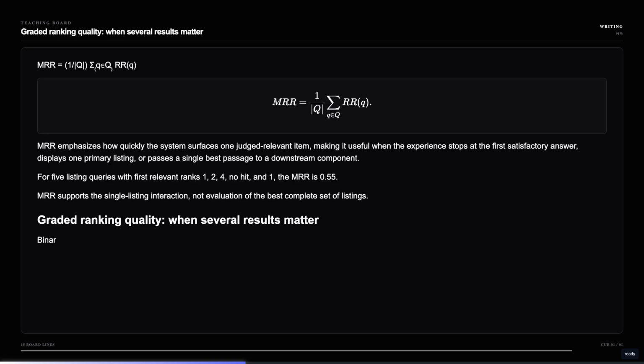Binary relevance is often too coarse for a listing, policy, or neighborhood knowledge base. A result might be directly responsive, partially useful, merely related, or irrelevant. Assign a non-negative gain, rel_i, to the result at rank i. This section uses linear gain discounted cumulative gain.